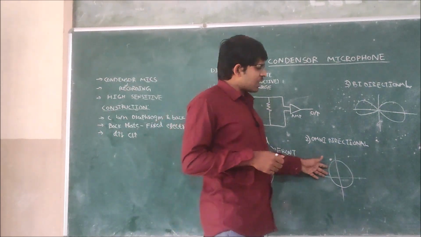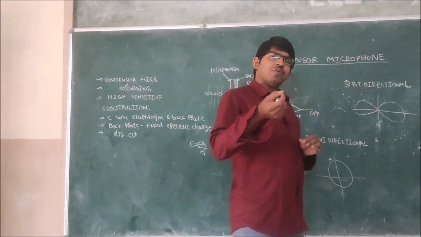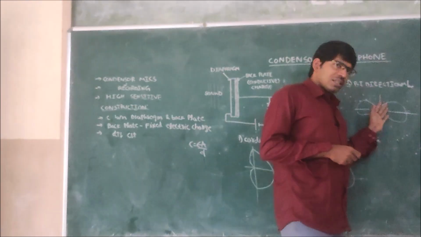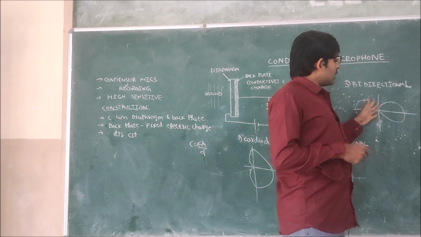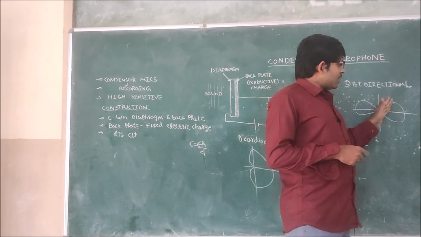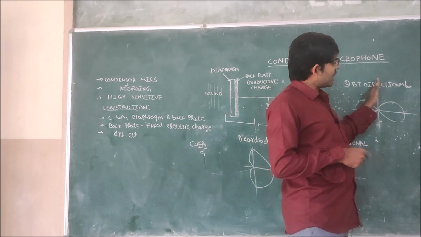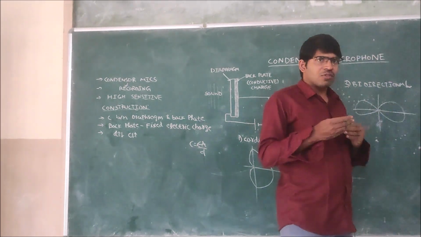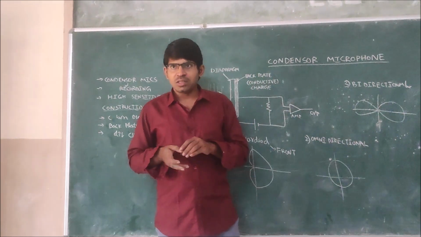This is the omnidirectional condenser mic polar characteristics. It is capable of capturing every sound in all directions. And this is the bidirectional polar pattern for the condenser mic. When we are using this type of microphone, from the front side and back side the information will be captured, but from the sides, there will be no information. So this is mainly used to record conversations between two persons.